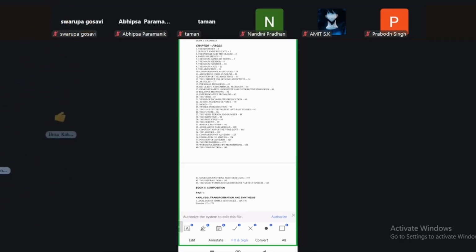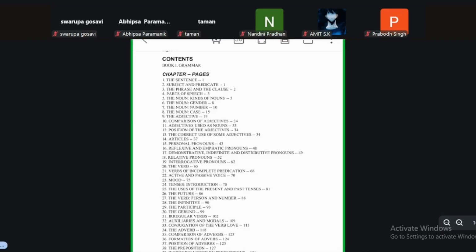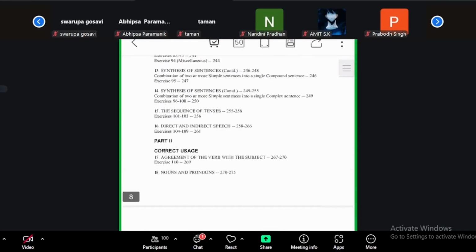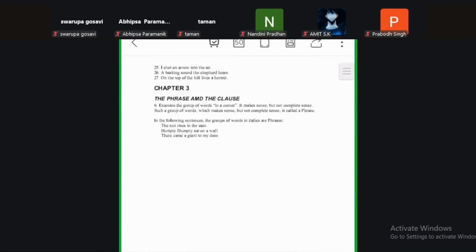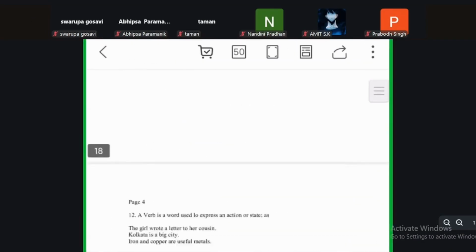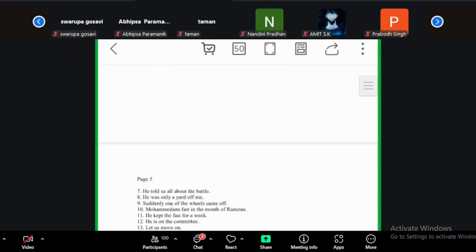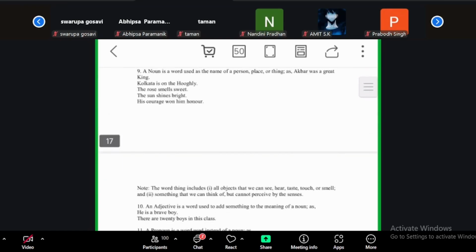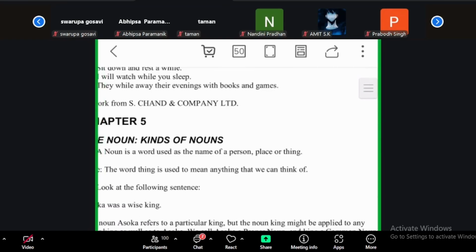Okay. So now these are the contents of this book, which you have been using since your childhood, right? And I quickly move on to the first topic, the parts of speech, which is the noun. This one, the noun and kinds of nouns.